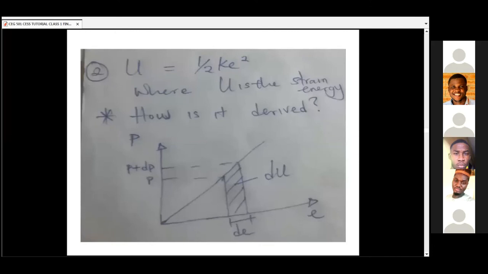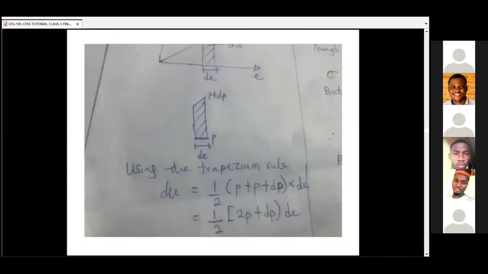Now, if we bring out that shaded portion and use the trapezium rule, dU equals half (a plus b). Your a would be this short side, which I will take as P, while the longer side will be P plus dP, times the base length, which will be de. So if we continue, it will be half into brackets, P plus P becomes 2P, and the dP will still be there, then multiplied times de.